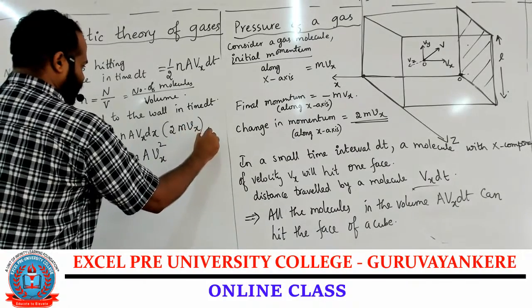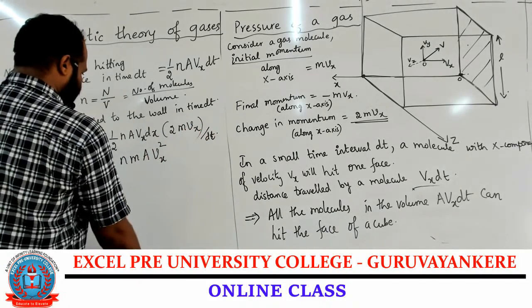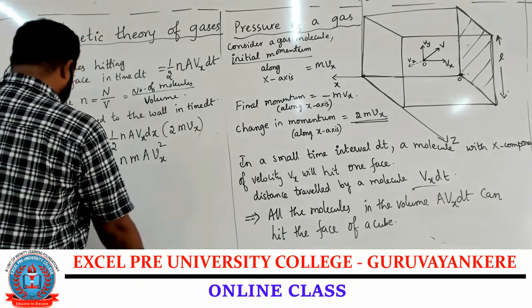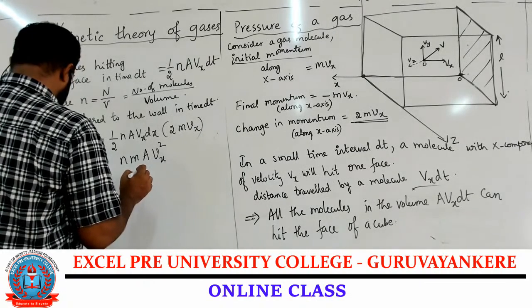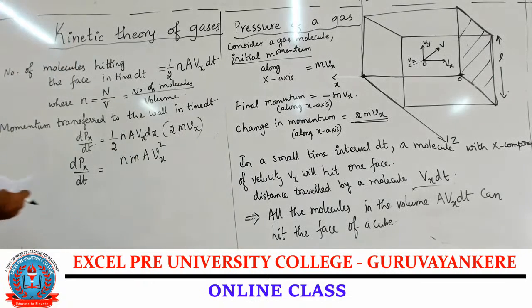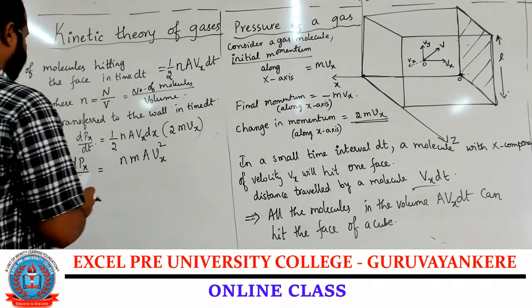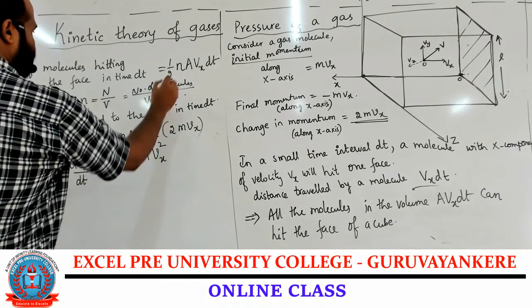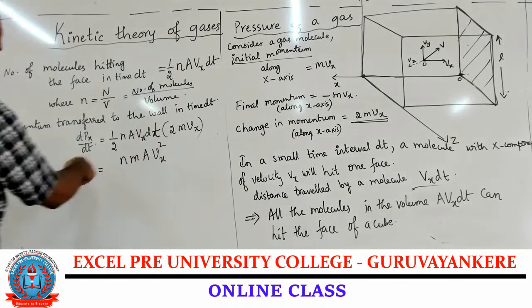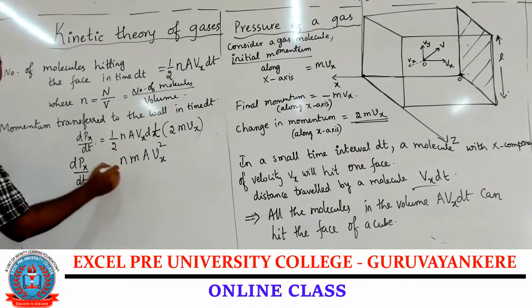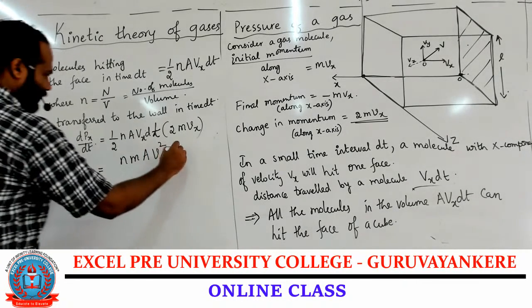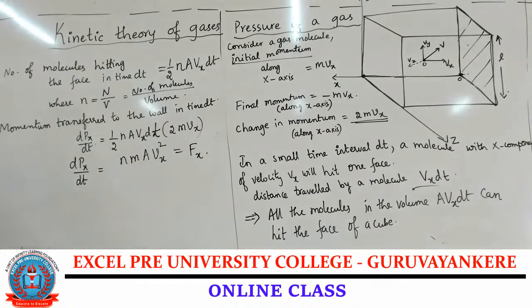This also has dt, so it becomes dpx by dt, that is n m A V square. That is the momentum transferred in time dt. So dt cancels out there. Here there is one dt, vx dt, right? So dt cancels on the other side. Then that is nothing but force, which is dpx by dt, that is Fx.